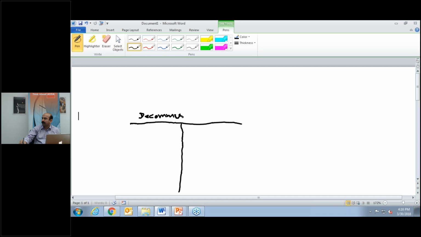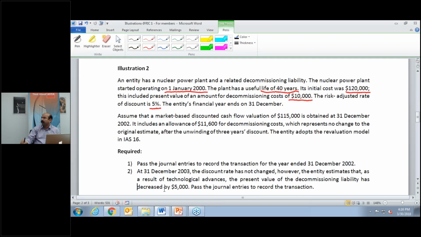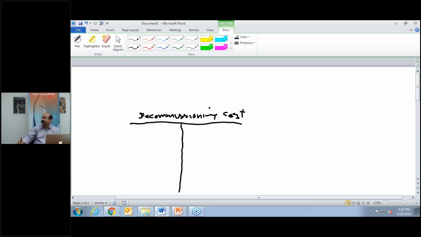Decommissioning cost. Okay, at what date was this? On 1st January 2000. 10,000 from the fixed asset account. I'm mentioning it as the FA account. Fixed asset account, 10,000 was capitalized within that account.